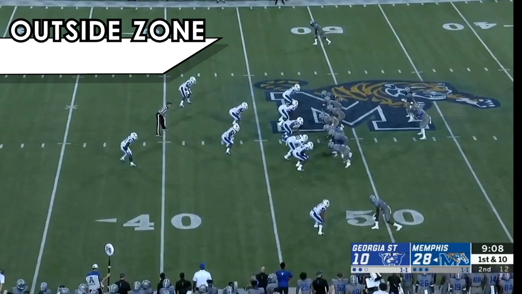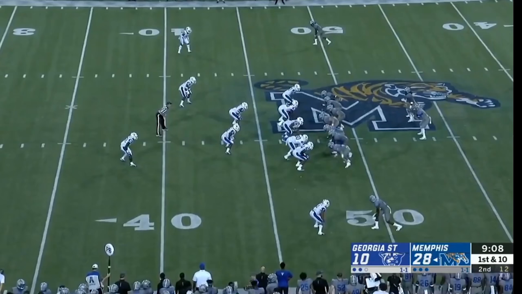In the outside zone, the lineman's job is to get to the outside of their blocking responsibility. Or in other words, they have to beat their player to the sideline and then close them off. This can be effective against overly aggressive linebackers who now have to cover a larger surface area. In this play, this linebacker over-pursues and the Memphis running back takes the open cutback lane for a big gain.